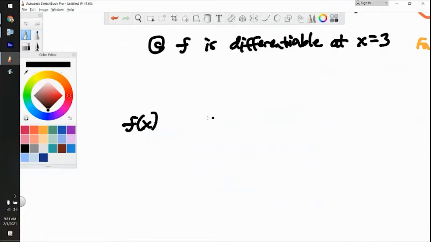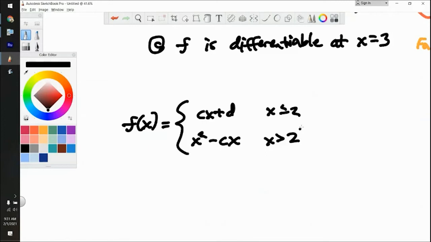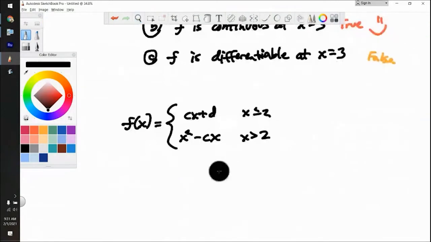So we're going to say f of x is equal to, let's just do cx plus dx squared minus cx, and this is for x less than or equal to 2. This is x for x greater than 2. All right, so I'm going to tell you that C and D are constants. Okay, and I'm also going to say that f is differentiable at x equals 2. So what I want you to figure out is, what is C plus D?